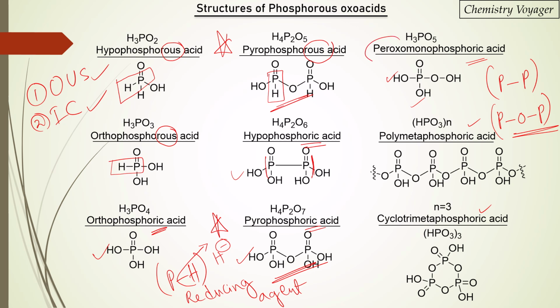And coming to other types of phosphorus oxoacids, we have things like peroxomonophosphoric acid. This is called a peroxoacid because we have one peroxy bond here. This oxygen to oxygen single bond is called a peroxy bond. Also we have metaphosphoric acid. This is polymetaphosphoric acid, and the formula is going to be HPO3 taken n times. It is a polymeric oxoacid. And the last one is cyclotrimetaphosphoric acid, HPO3 taken 3 times. This has a cyclic structure.